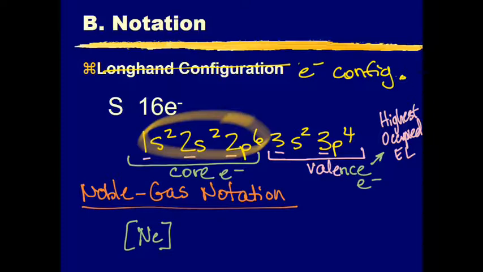And now I'm ready to put on the rest of my valence electrons, which is 3s2, 3p4. So again, neon has 10 electrons. We have 2 more here, 4 more there. Add all that up, you get 16 electrons, which is how many electrons sulfur should have.